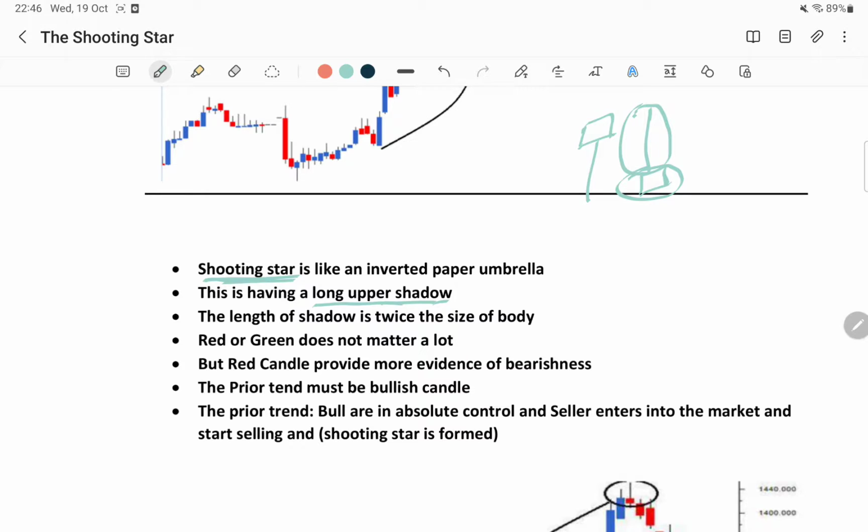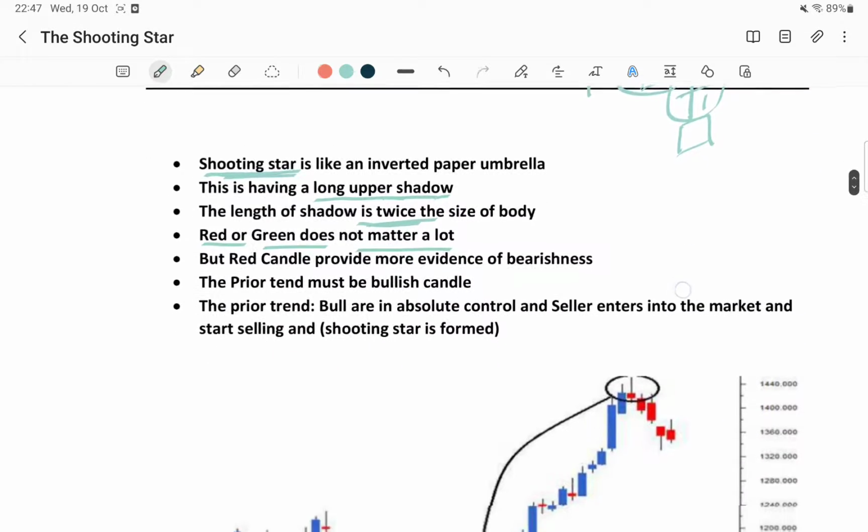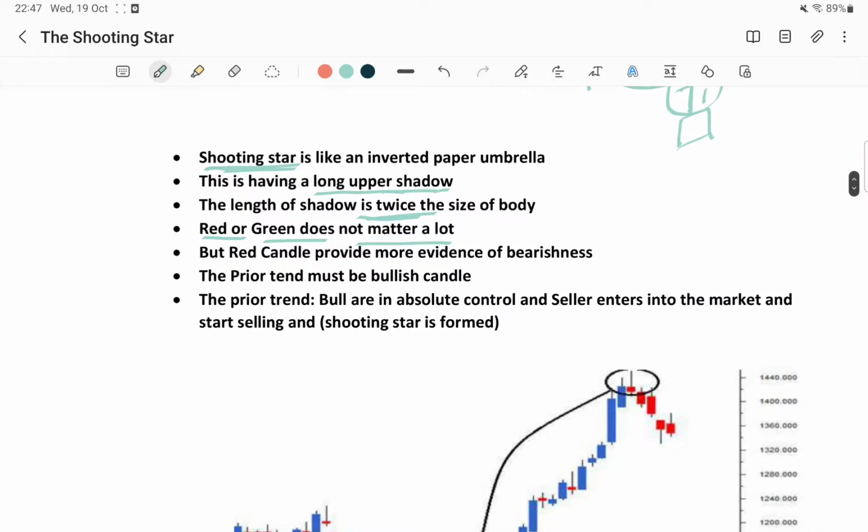The third thing is that the length of the shadow is twice the size of the body. That means the body is this much and the length of the upper shadow that we are seeing here is 2 times the size of the body. Okay, it may be a red candle or it may be a green, but it doesn't matter. So the shooting star that you are seeing may be a red candle or a green candle, but that is not that relevant. Okay, but a red candle provides more evidence of bearishness.